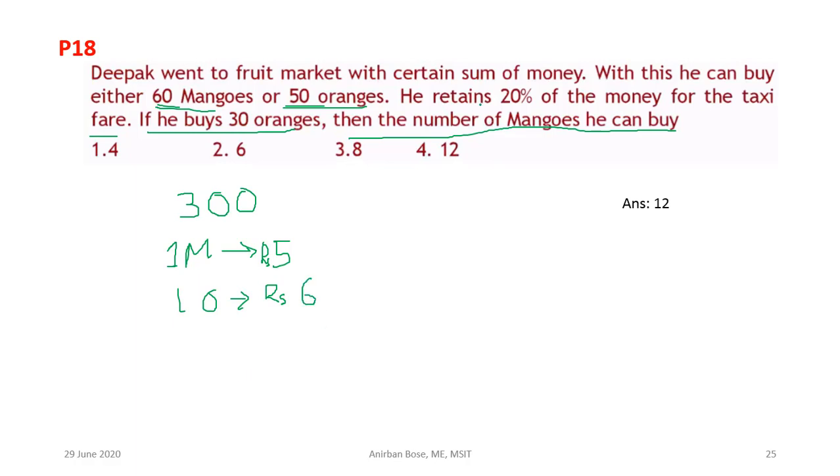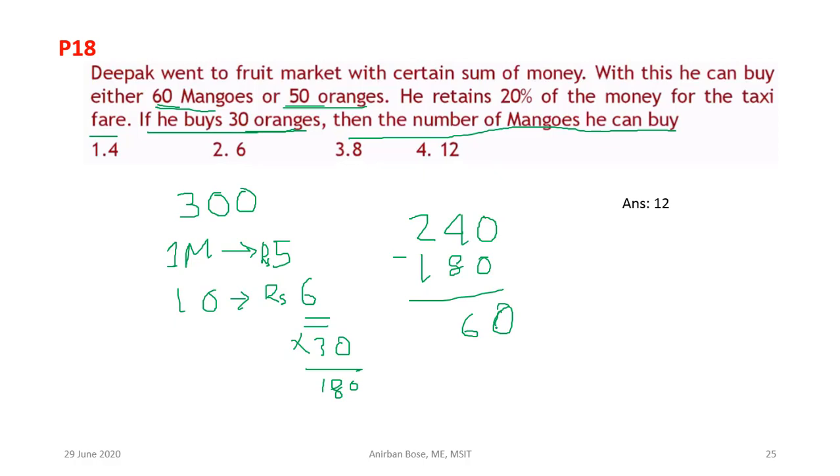Now he retained 20% of the money. So if the total is 300, then 20% of the money he retained for the taxi fare. How much is he using for buying fruit? 80%, so that is 240 rupees. He already buys 30 oranges. The price of 30 oranges is 30 into 6, that is 180. So how much is left now? That is 60 rupees. With this 60 rupees, he has to buy the mangoes.